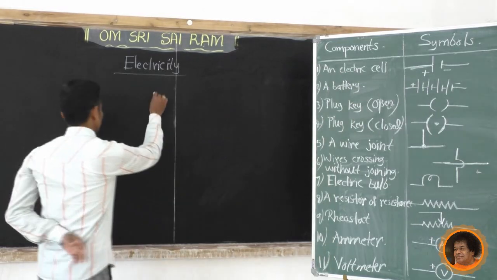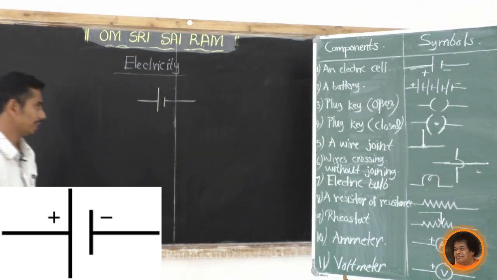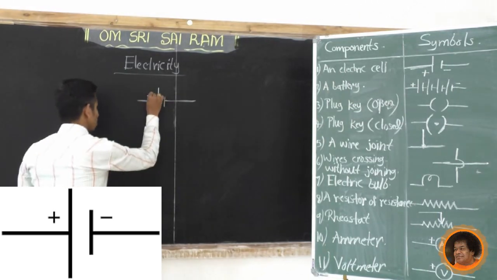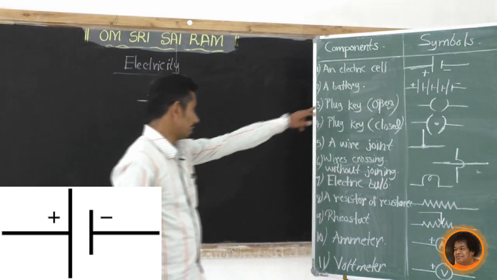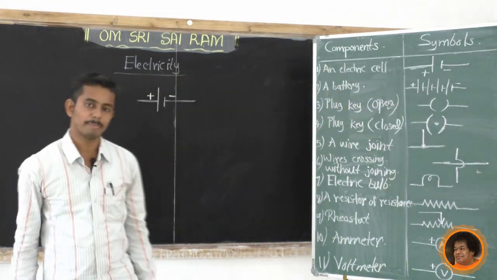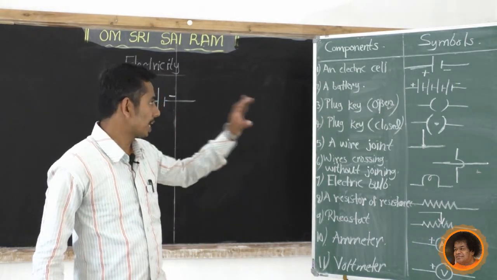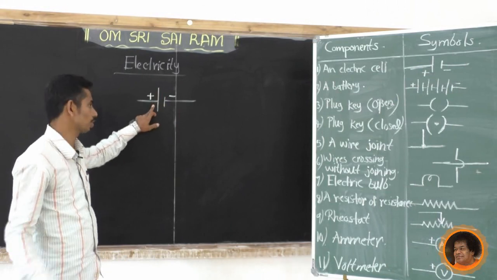It is represented by this, the simple representation of an electric cell. This is the positive terminal, this is the negative terminal. Then, this is the symbol of a battery. What is the difference between a battery and a cell? Cell means it is a single, but battery means it is a combination of cells.